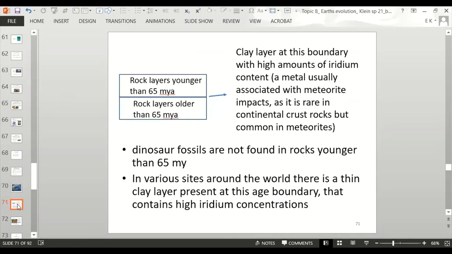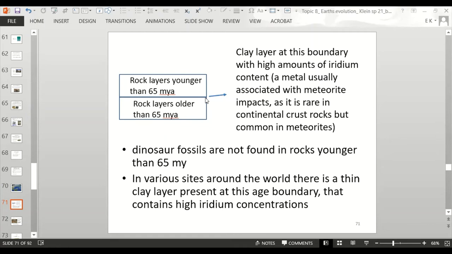So a clay layer at this boundary, with rocks younger than 65 million years old and rocks older than 65 million years old, has high amounts of iridium. Iridium is a metal that's associated with meteorite impacts because iridium is found on meteorites, but it's not something you find in continental crust. So iridium tells us that there was a meteorite impact.